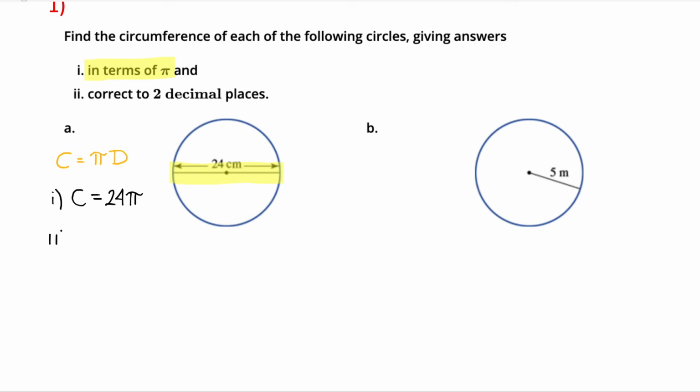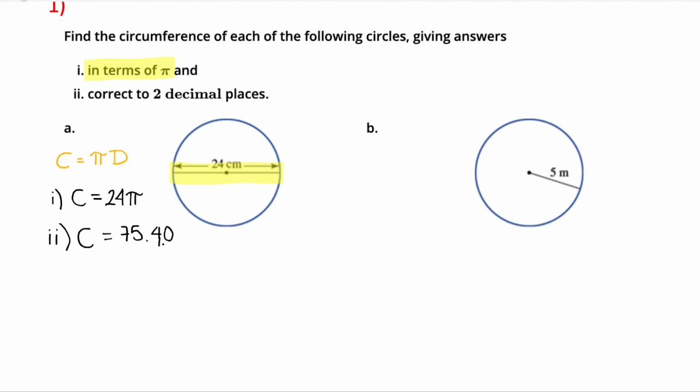For the second one, we actually have to do it in the calculator. So when I write, I put circumference equals to 24. Just check that your pi is in the fourth row of your calculator in the first column. There it is. So when I do 24 times pi, I'm getting 75.398222369. And it says that it has two decimal places. So when I do that, I'm getting 75.40.